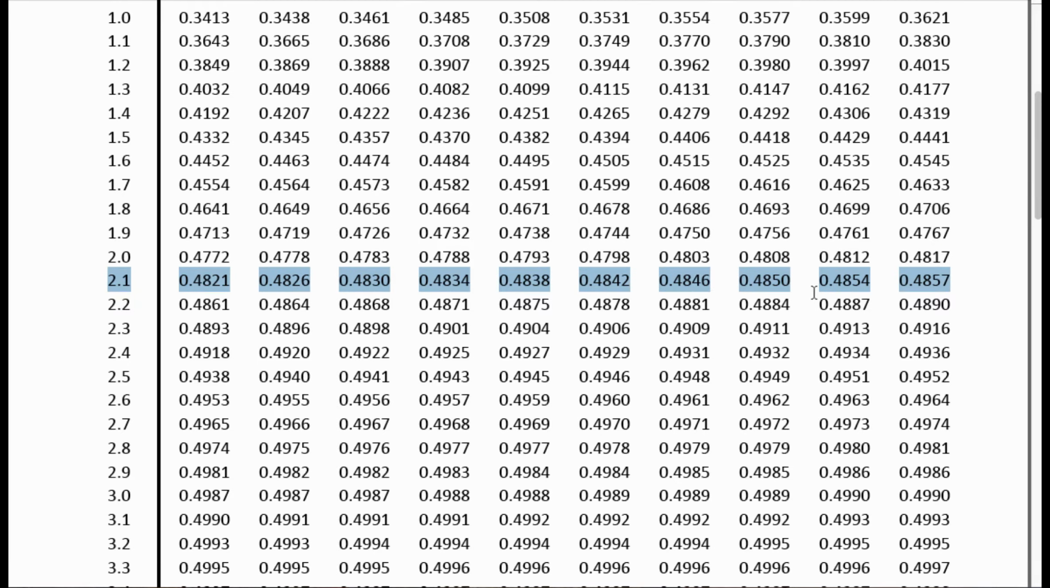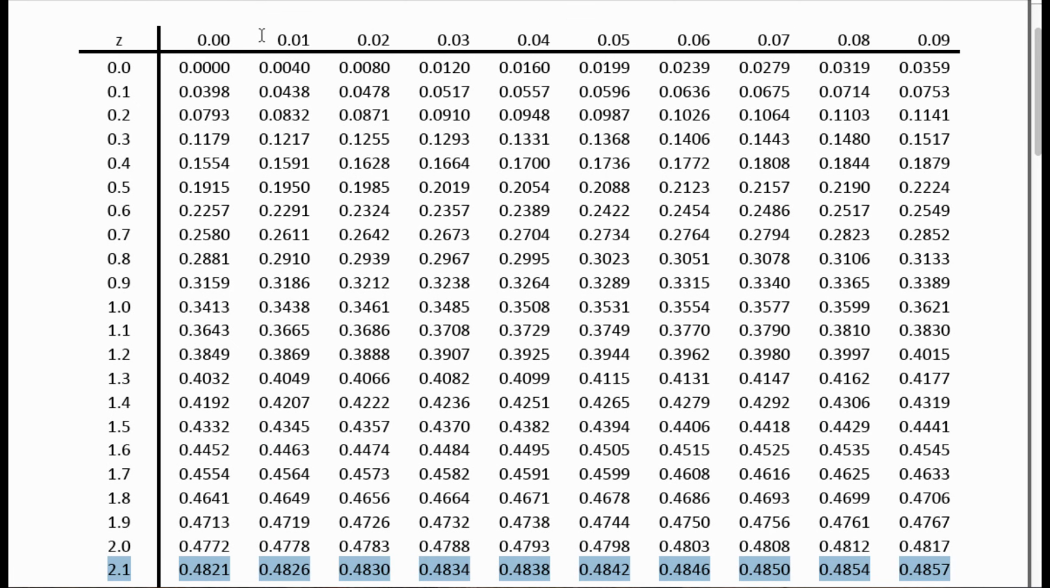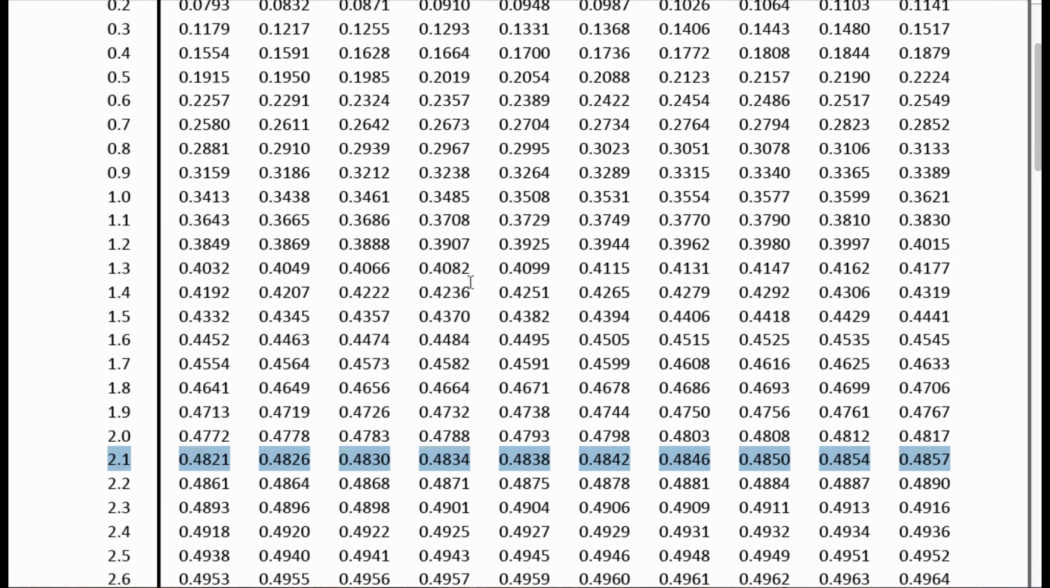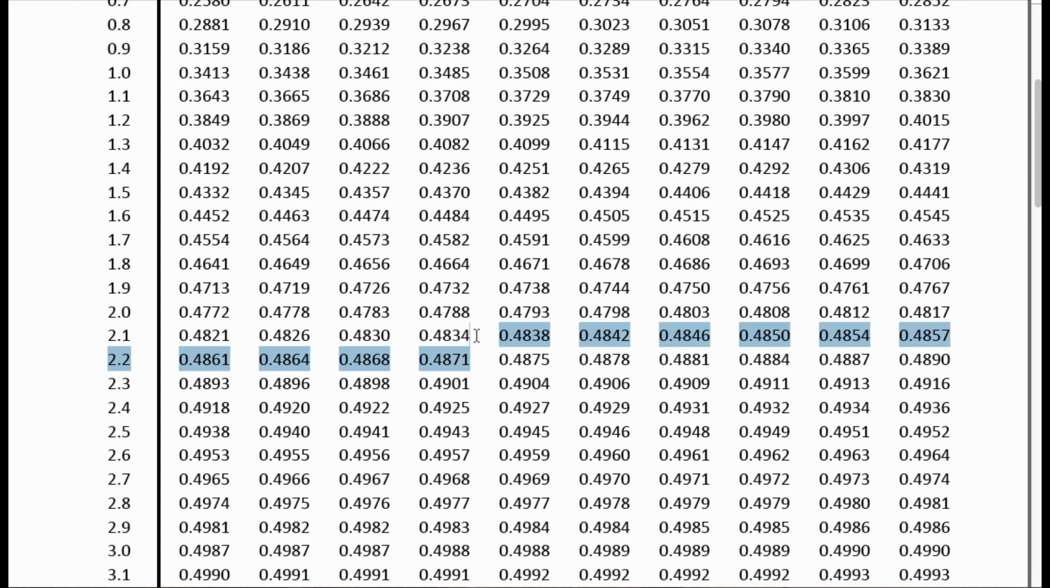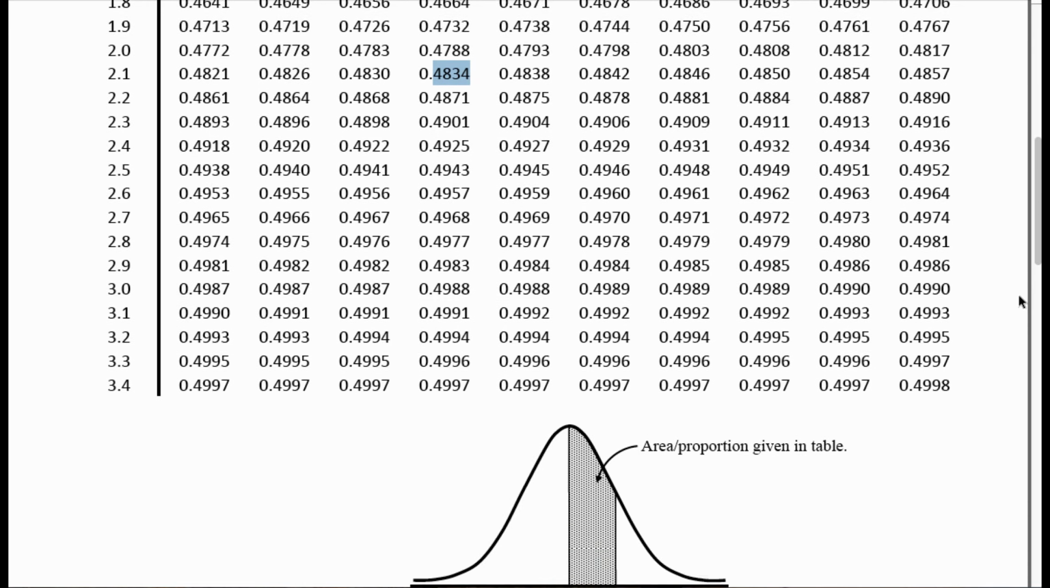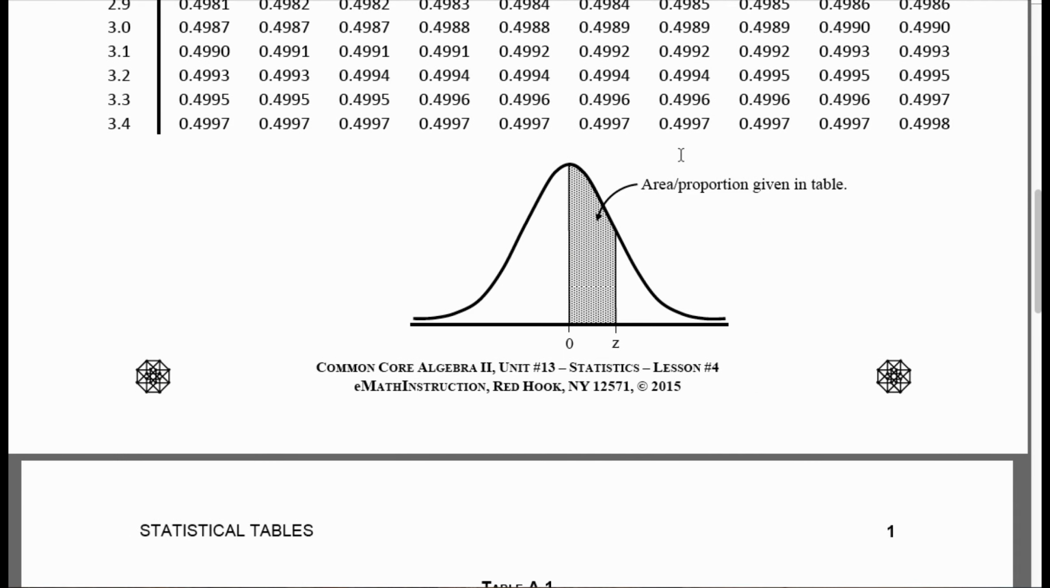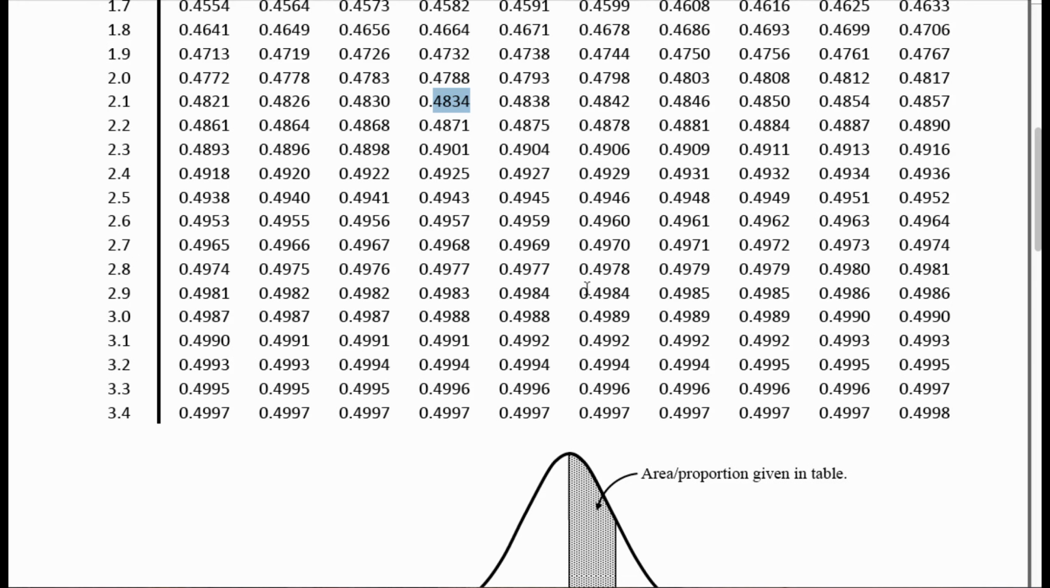And now since it was 2.13, I go over to the 0.03 column. If you see up here, it's 0.01, 0.02, 0.03. So that's this column right here. So this is the number 0.4834. Now, let's go down and see what kind of z-table I'm looking at. Oh, it's giving the area from the middle to my z-score. So that's 0.4834.